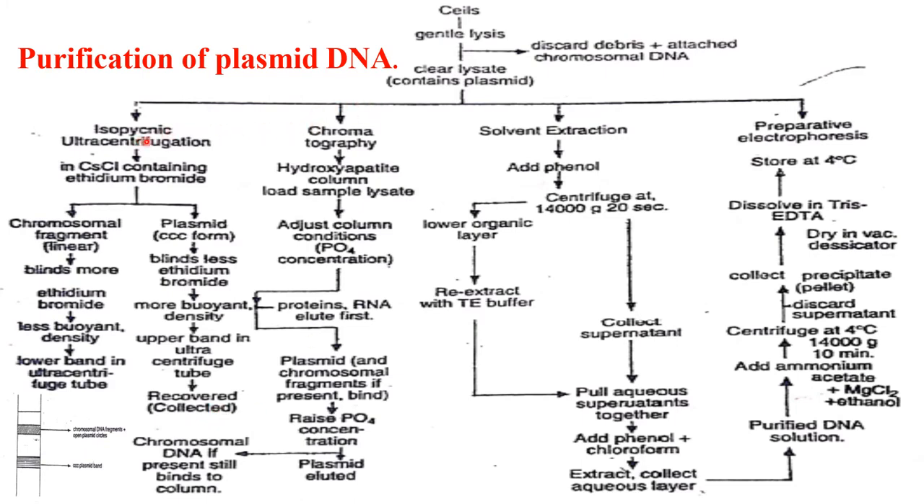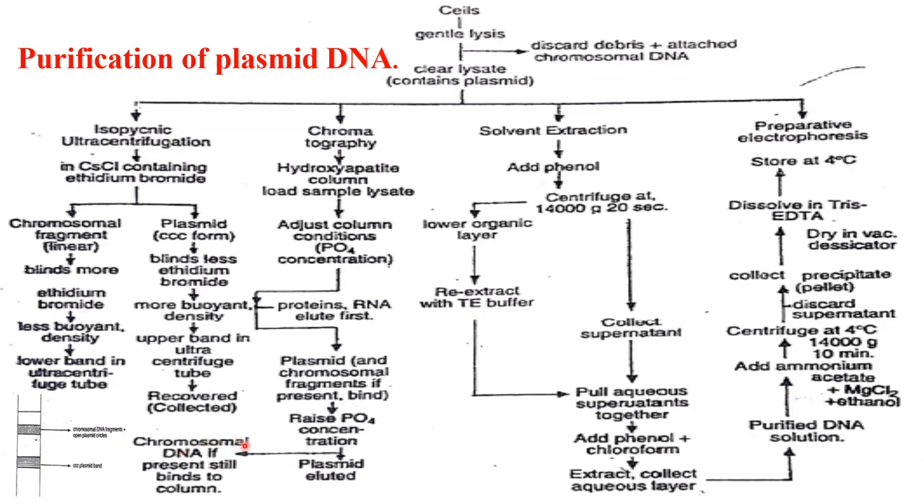Later on, if it is the second type, that is the chromatographic type, then a hydroxyapatite column will be loaded with the sample lysate. Adjust the column condition using PO4 concentration. Then protein and RNA elute first, while plasmid and chromosomal fragments, if present, will bind to the column. Now this plasmid will be eluted by raising the PO4 concentration.